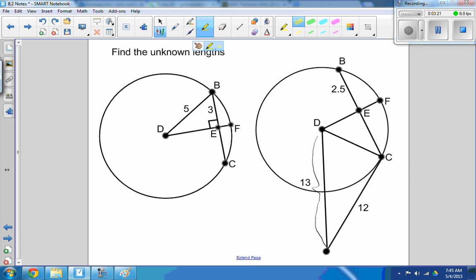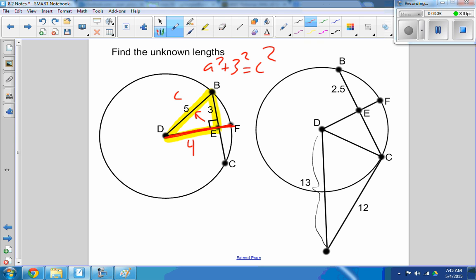Well, here, what we have is a right triangle. That's the hypotenuse, as you see. So a squared plus 3 squared equals c squared. We solve for that and we end up with 4. Now, this full length is the radius, which is the same as this length. So the whole length is 5, but this part is 4, so EF has got to be 1. These are congruent, so EC has got to be 3. Now let's look at this next problem.